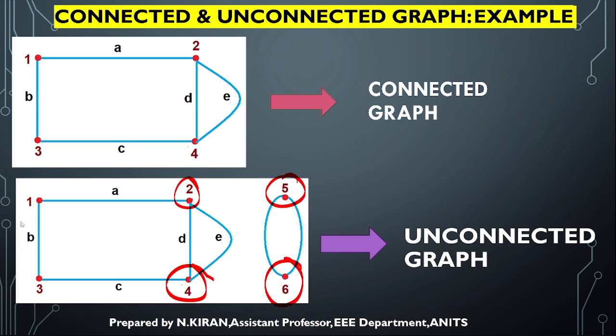But in an unconnected graph, that rule does not apply. So at minimum, one path will not exist between some two nodes.